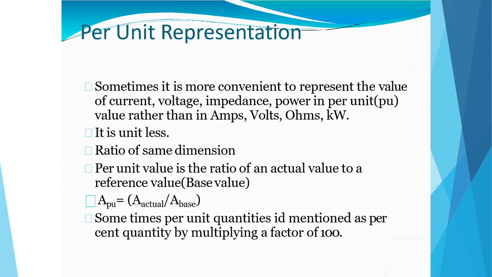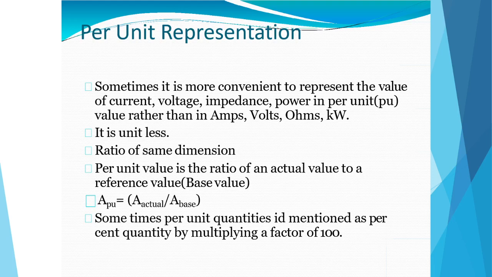So it is convenient to represent the value of voltage, current, impedance, power in per unit rather than in amps, volts, ohms, kilowatt. So it is unitless. Per unit will not have any units. Ratio of same dimension. Per unit value is the ratio of actual value to a reference value. A per unit is equal to A actual by A base. Okay, per unit will be actual value by base value.